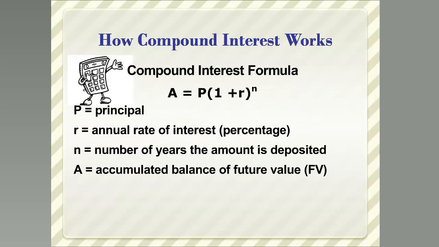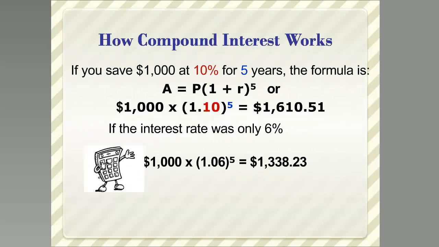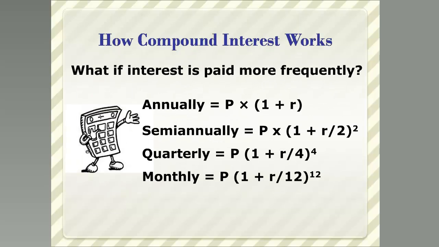Note, another name for accumulating balance is future value. The future value is the amount to which your money grows over a period of time at a specific rate of interest. Let's practice. In this example, your principal is $1,000 and the interest rate is 10% compounded annually for 5 years. The result is $1,610.51. Now let's take a look at the interest rate if it was 6%. Using the same principal amount, after 5 years, your total savings are $1,338.23.